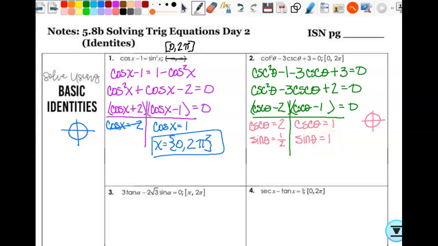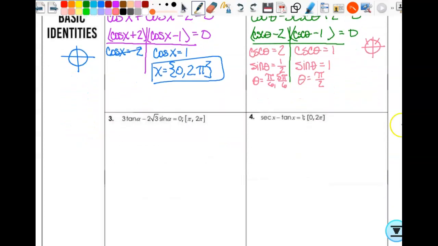Okay. So sine is positive in the first and second quadrants. So when does sine give me 1/2? Pi over 6 and 5 pi over 6. Yes, good. All right. And then when is sine 1? Pi over 2. Good. So that means altogether my answer is pi over 6, pi over 2, and 5 pi over 6.